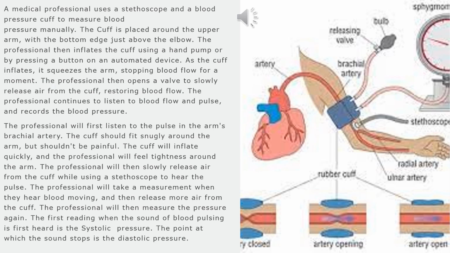The professional will first listen to the pulse in the arm's brachial artery. The cuff should fit snugly around the arm, but shouldn't be painful. The cuff will inflate quickly, and the professional will feel tightness around the arm. The professional will then slowly release air from the cuff while using a stethoscope to hear the pulse. The professional will take a measurement when they hear blood moving, and then release more air from the cuff. The professional will then measure the pressure again. The first reading when the sound of blood pulsing is first heard is the systolic pressure. The point at which the sound stops is the diastolic pressure.